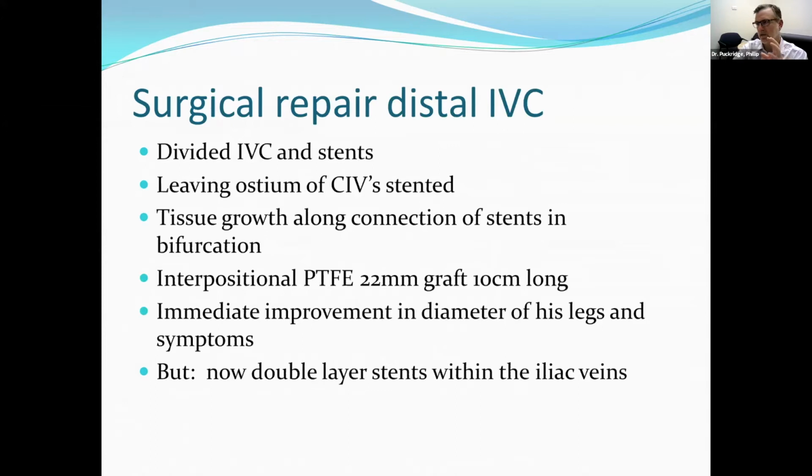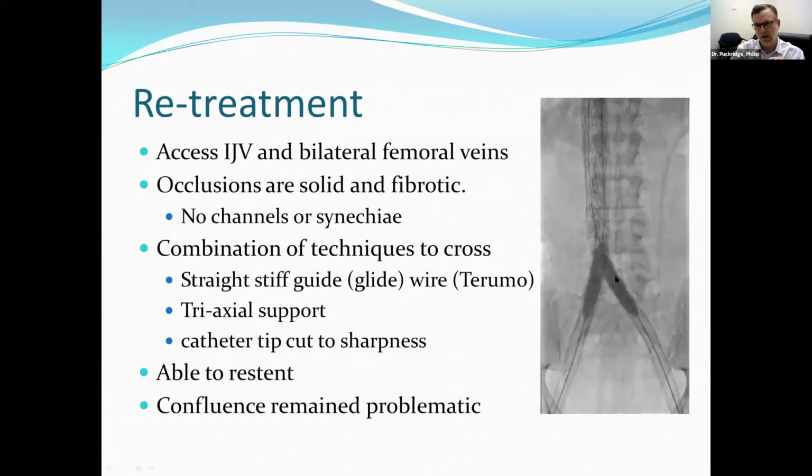But he had a significant problem of external compression at the iliac bifurcation. Sorry, the iliac vein confluence, get my words right, we're in the veins, not arteries, Phil.